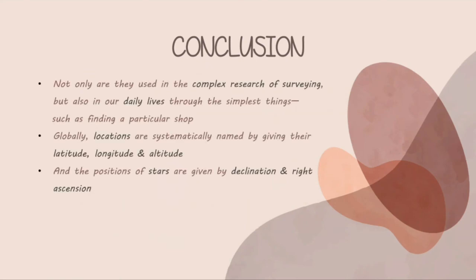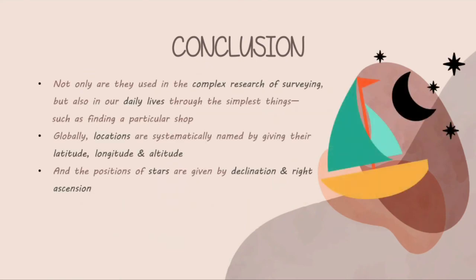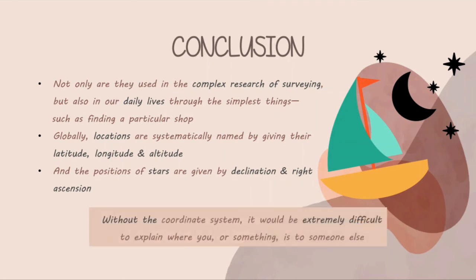Not only are they used in the complex research of surveying, they are also used in our daily lives through the simplest things, such as finding a particular shop. Globally, locations are systematically named by giving their latitude, longitude, and altitude. Additionally, the positions of stars are given by the declination and the right ascension. So without these coordinate systems, it would be extremely difficult to explain where you or something is to someone else.